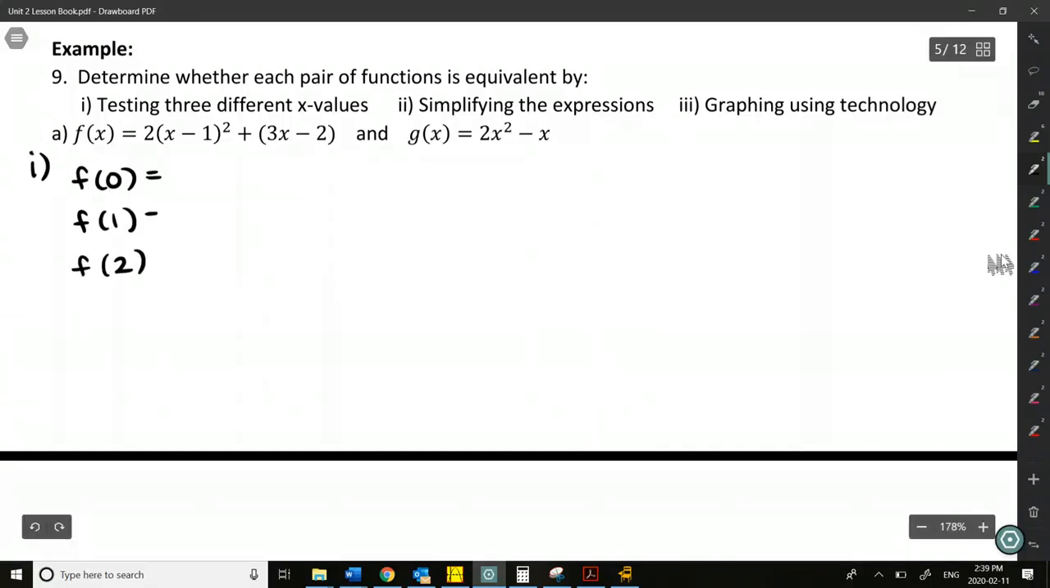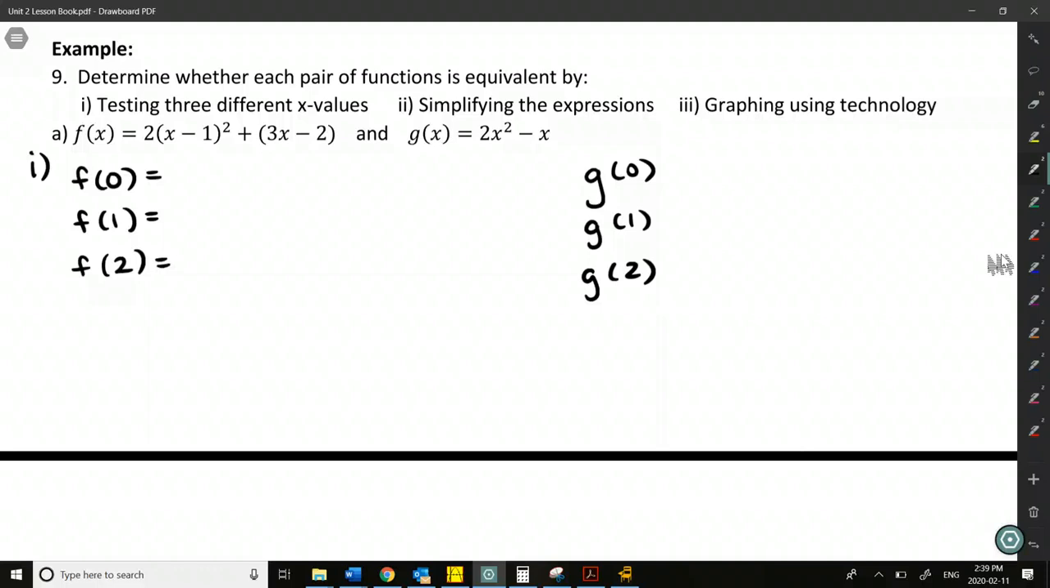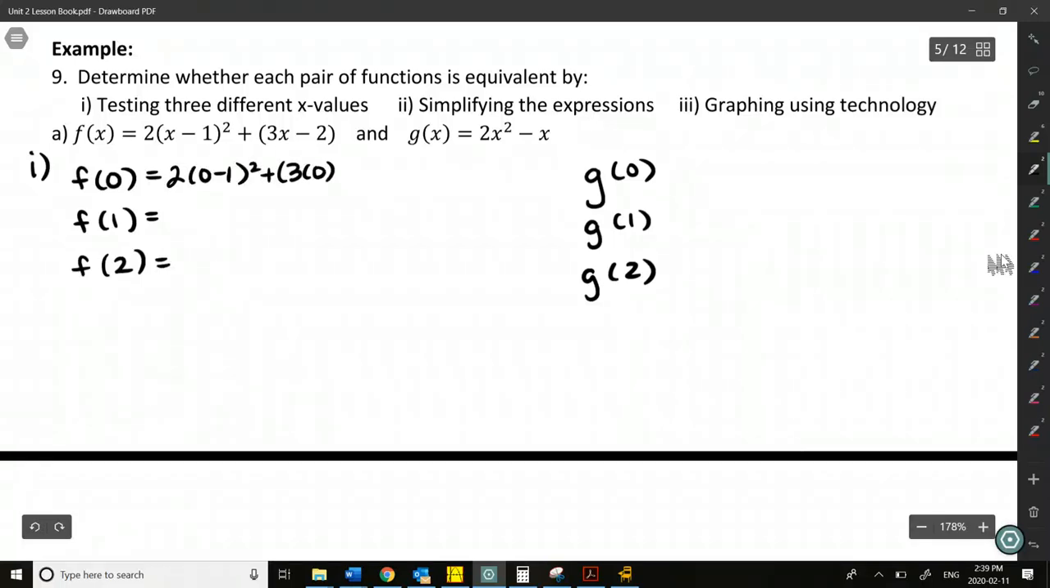I want to find what all of those are equal to. And I also want to find what g at 0, g at 1, and g at 2 are equal to. I think if we test 3 in there and we get the same answer, we can be pretty confident that those expressions are equivalent. Okay, so we're just going to sub in each of those x values. And I'll ask you guys to help me calculate these here.